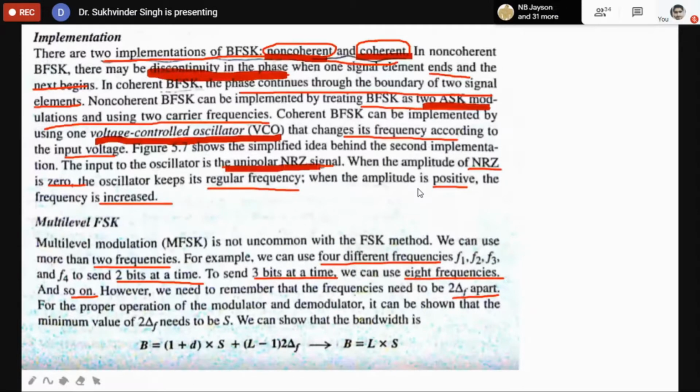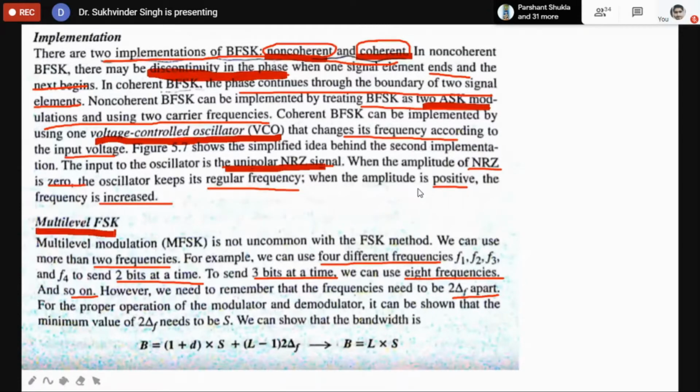Now let us talk about the multi-level FSK. On the next slide, we will talk about the coherent and non-coherent implementation. But let us talk about the multi-level FSK first. We have discussed the binary FSK, which means two levels, two frequencies should represent the two types of bit.